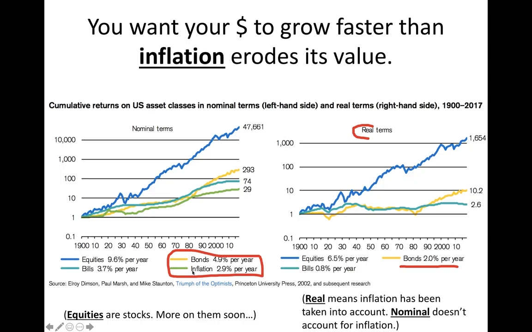So if you look here, you can see the green is inflation, and inflation's gone up over time, about 3% a year going back to 1900. Bonds have been growing about 5% a year going back to 1900, and you see the yellow bond line beating the inflation line.